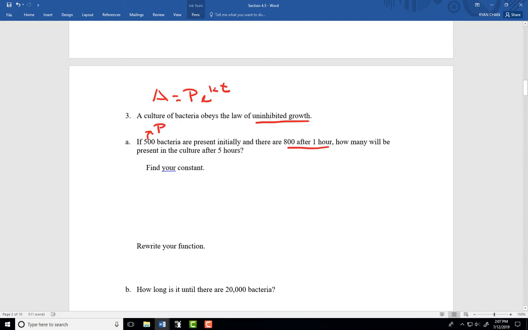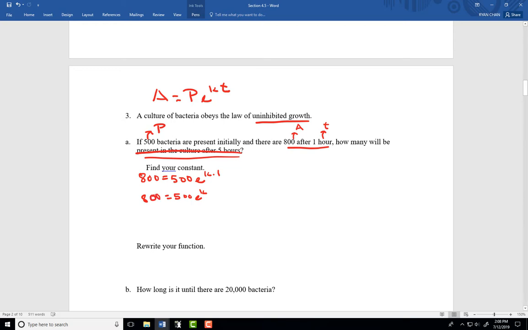Now here's the thing, this part here is kind of irrelevant. We're going to ignore that because that doesn't really matter. So we're going to find my function first. I also know there'll be 800 after 1 hour. That's actually my a, and then t will be 1. So I'm going to say 800 is equal to 500 e to the k times 1, or otherwise e to k.